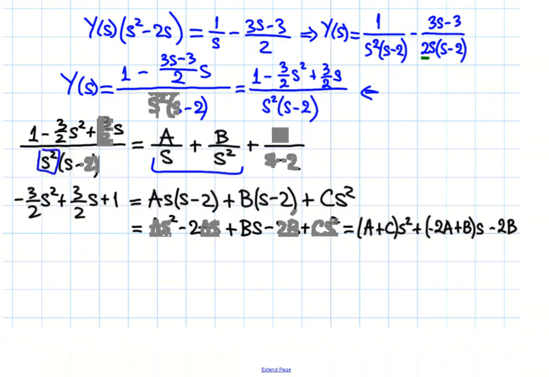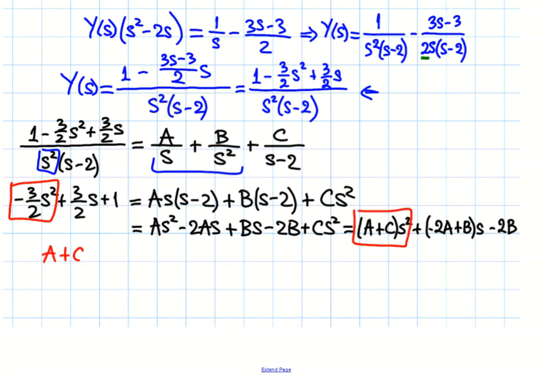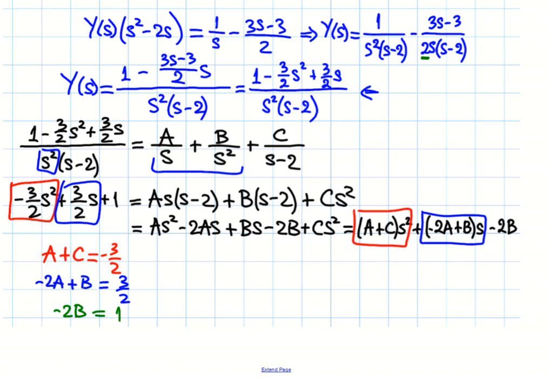And then we just match the coefficients. Negative 3/2 s squared, match that with A plus C times s squared. And the equation is A plus C equal to negative 3/2. And then the negative 2A plus B here, we can match with 3/2. So we have negative 2A plus B equal to 3/2. And the negative 2B is equal to... 2B equal to 1, I mean. 1 here and negative 2B there.